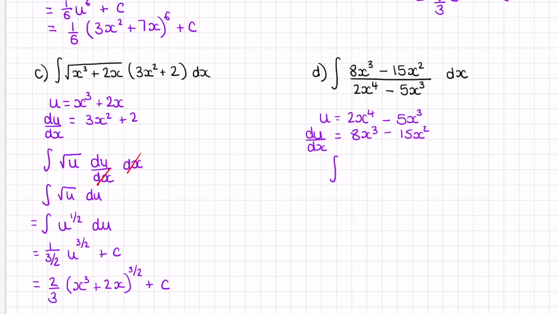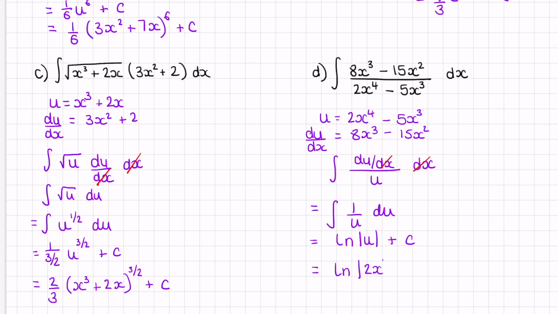So 8x cubed minus 15x squared is our numerator, so that will be du on dx all over the denominator 2x to the power of 4 minus 5x cubed, which is u. The x's will cancel, and we are left with the integral of 1 on u du. Now the integral of 1 on u is ln, so remember it's ln, the absolute value of u plus c, and then we can just put u back in. So it'll be ln the absolute value of 2x to the power of 4 minus 5x cubed plus c. And that is integration by substitution.